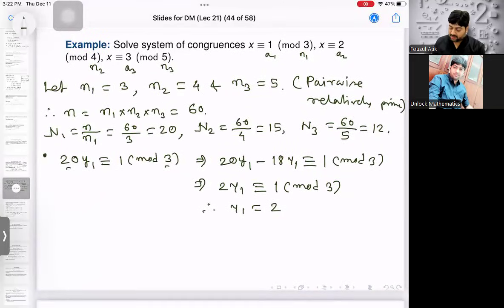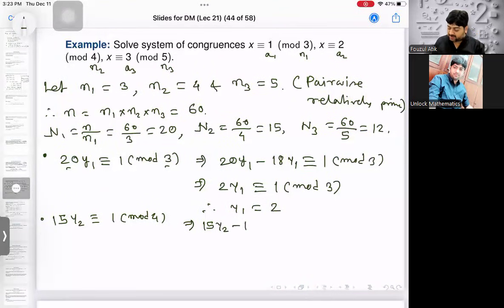Similarly, I have to solve another one, which is 15 y2 congruent to 1 modulo n2. What is n2? N2 is 4. But again, this 15 is greater than 4, so I can certainly adjust something. So 15 y2, and then to reduce the complexity of writing, so that I don't have to do much calculation, I just want to reduce it. So from 15, something like 12 should be subtracted to make it smaller.